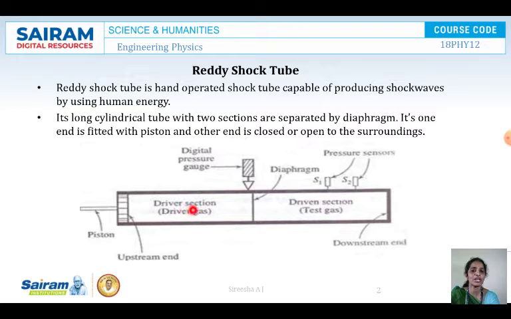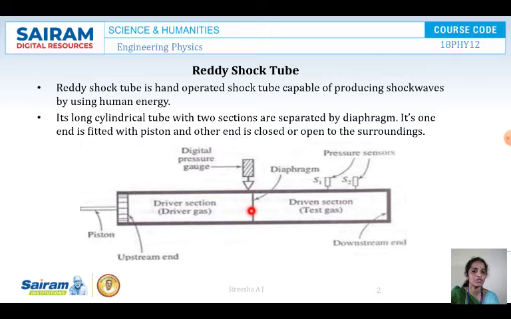Because the pressure is very high in the driver gas, when the piston is pushed inside, it is compressed, due to which the diaphragm ruptures and the driver gas enters the driven section. And the moment the diaphragm ruptures, shock waves are produced. The generated shock waves travel down to the downstream end.